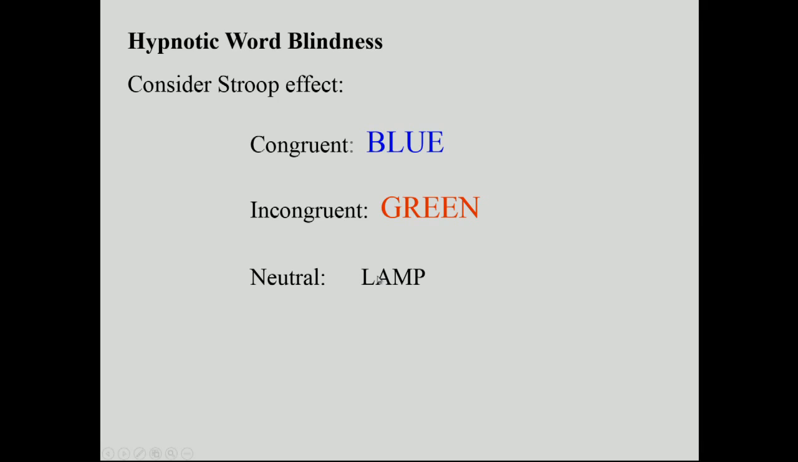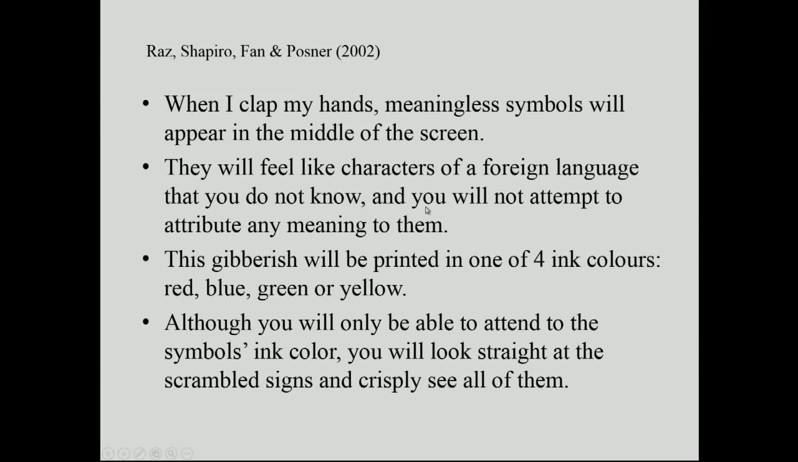Now what I'm going to talk about mainly applies to the interference effect, the difference between incongruent and neutral. So I'll be talking about the Stroop interference effect. The question is, what happens when you give a hypnotic suggestion that people will not be able to read the words? So this is what Amir Raz did. He said, when I clap my hands, meaningless symbols will appear in the middle of the screen. They'll feel like characters of a foreign language that you do not know, and you'll not attempt to attribute any meaning to them. It will just be gibberish.